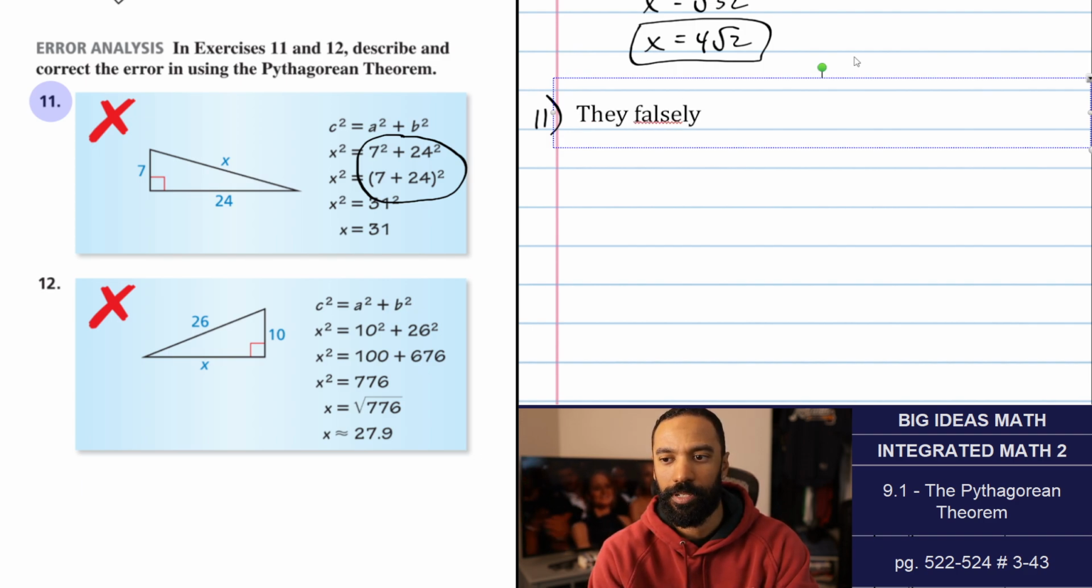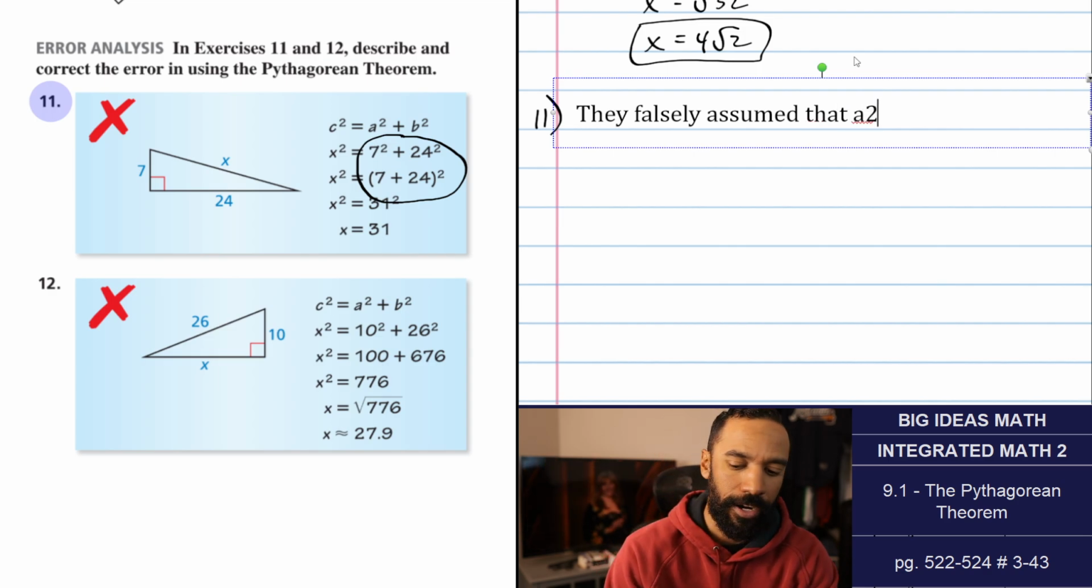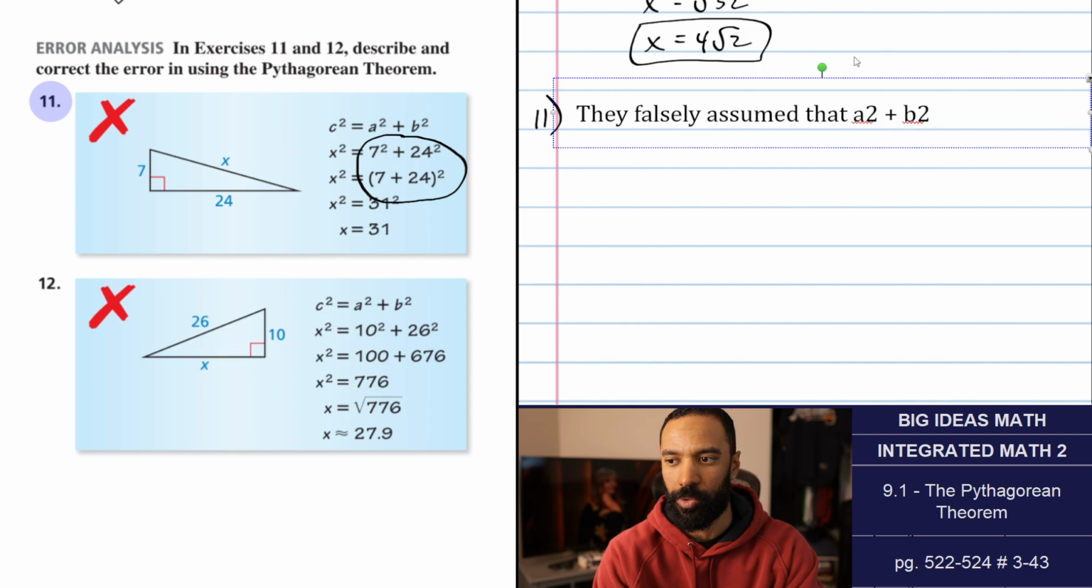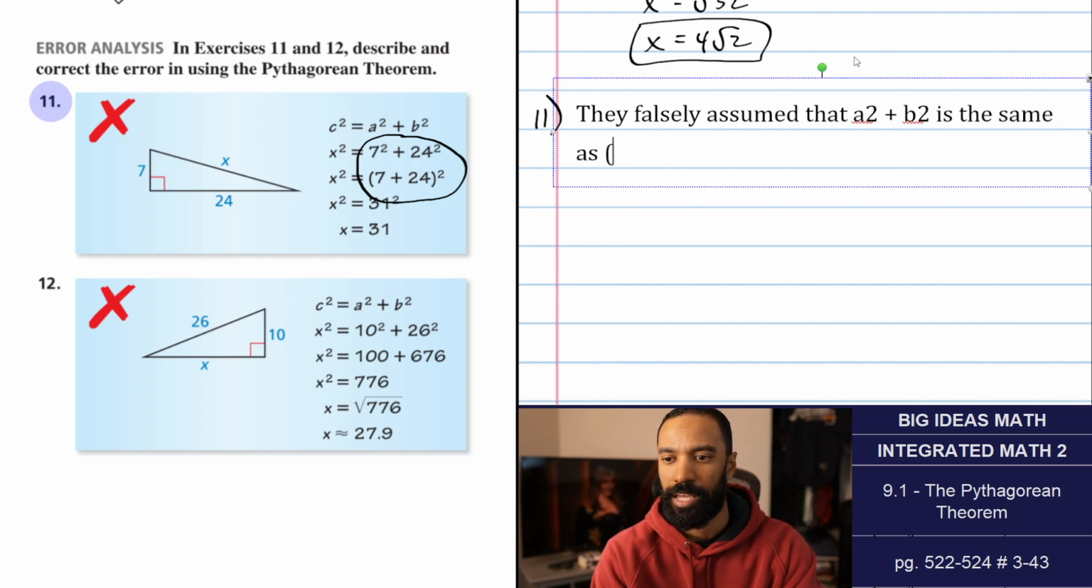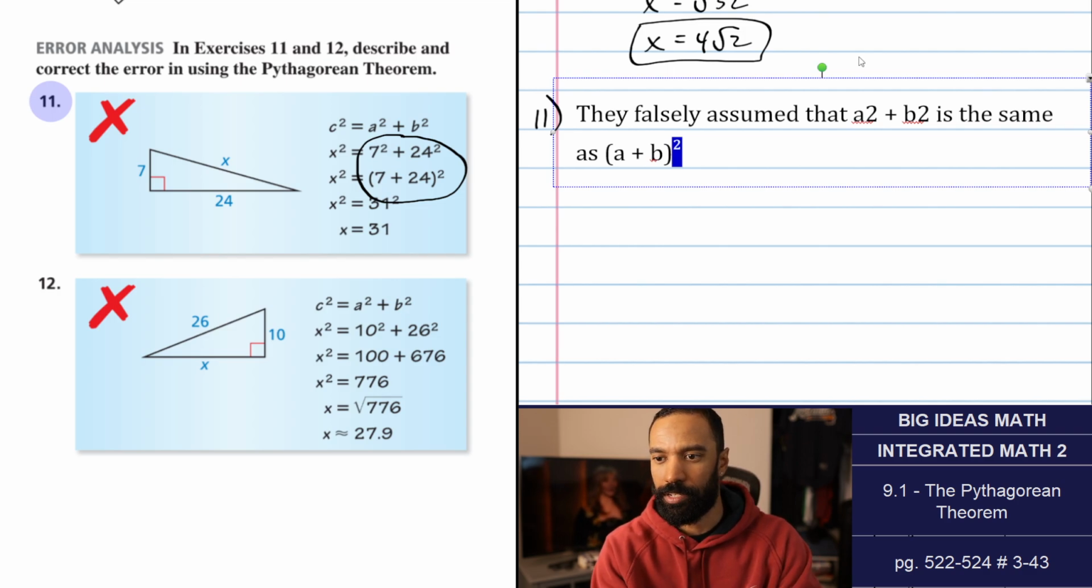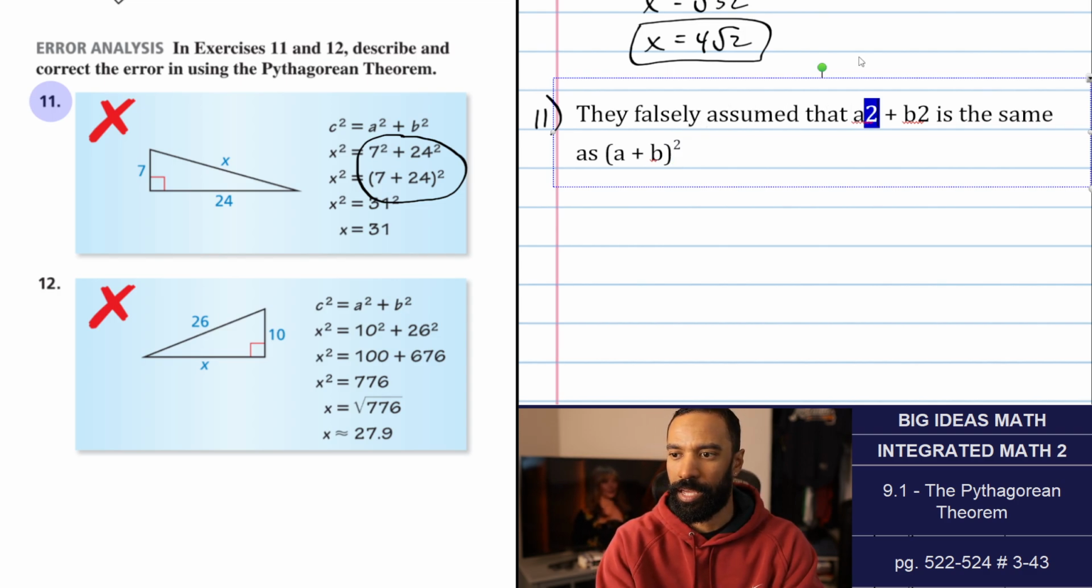They falsely assumed that a squared plus b squared is the same as a plus b quantity squared. All right, let's go to fix that. Boom, and boom.